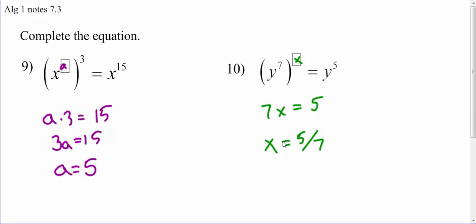Hey folks, I hope you've gotten the two big concepts here. The first one, of course, being power of a power means you multiply. The second one, when you have an exponent outside parentheses, it applies to everything within that group.